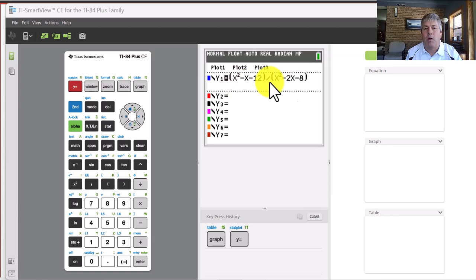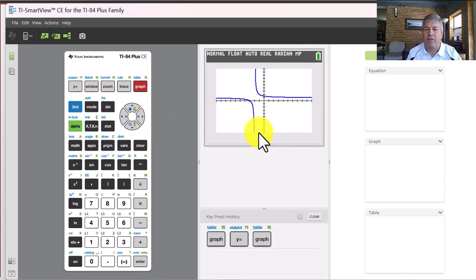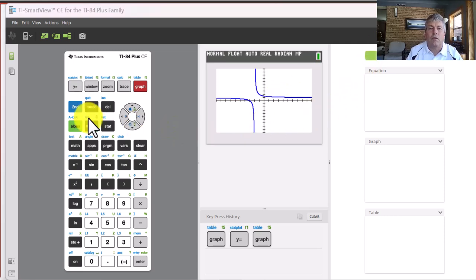So I put my multiplied out function. I could put the factors in, and that would work as well, but I just put the multiplied out function into my calculator, and I graphed that, and there I can see I've got my vertical asymptote here at -2. I've got my x-intercept, and I can't see my hole in here, but it is there.